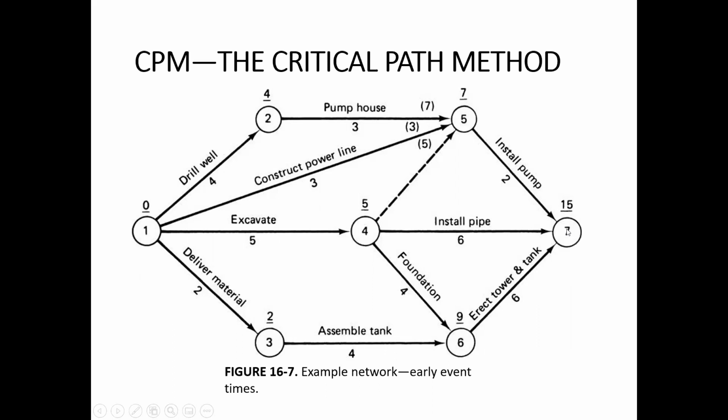So now for this last event number 7, we will take a value of 15. Why? 7 plus 2 is 9, okay? 5 plus 6 is 11, but 9 plus 6 is 15. So out of 9, 11, and 15, we will take the highest number, which will be 15. Okay. So is it clear? Then how did we get these numbers with these bars under them? See, these are the event times. Any question about this?